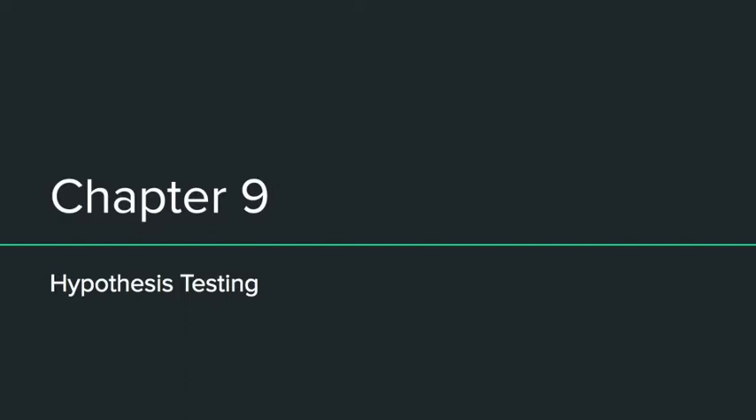In Chapter 9, we turn our attention to hypothesis testing. This is the primary component of what we call inferential statistics. In Chapter 8, we introduced confidence intervals, which are the first part of inferential statistics. And then in Chapter 9, we introduce the idea of hypothesis testing.